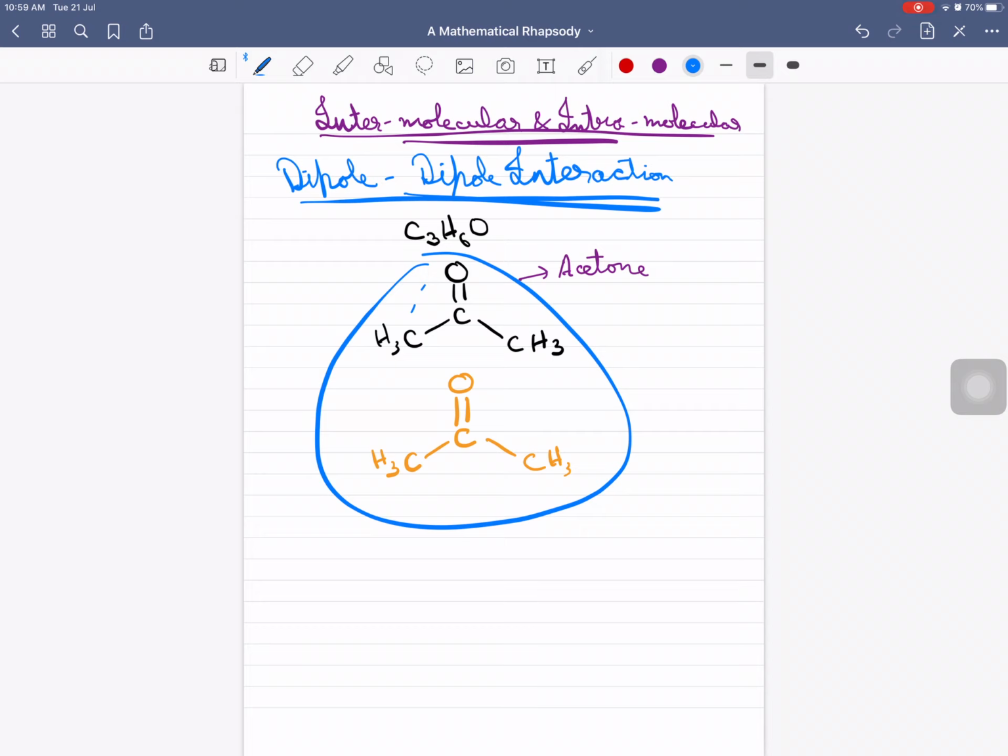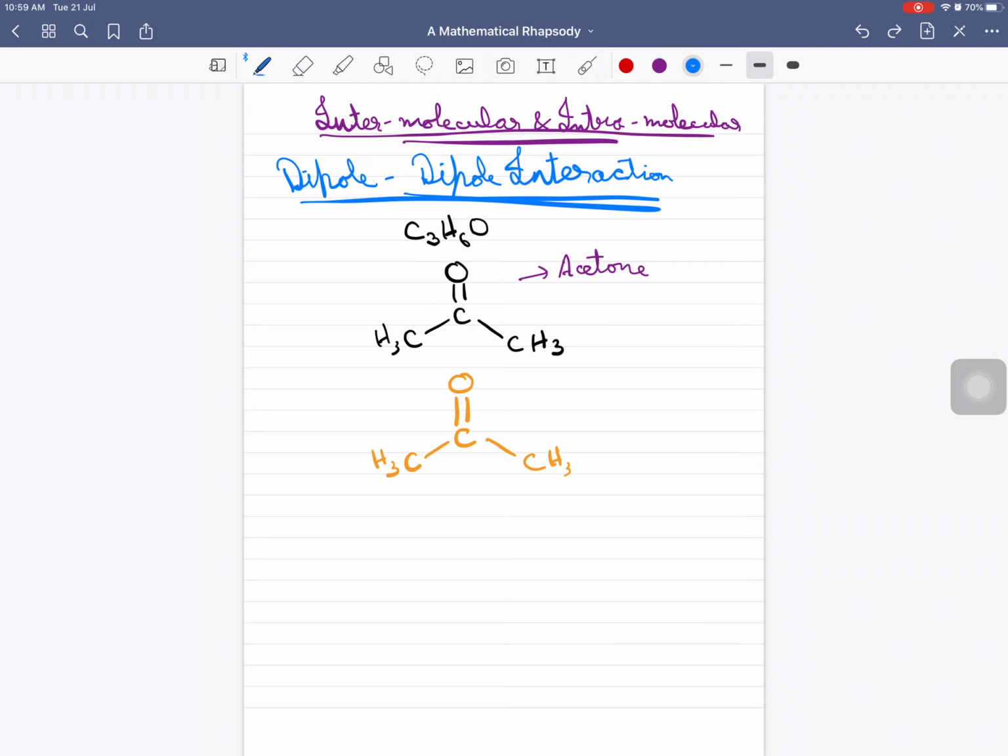And I almost forgot to tell you, intermolecular forces are those which take place between molecules, and intramolecular forces are those which you can see within molecules, right? Between carbon and oxygen, between this carbon and this carbon, this carbon and this hydrogen, and so on. But intermolecular forces are what we're going to discuss now.